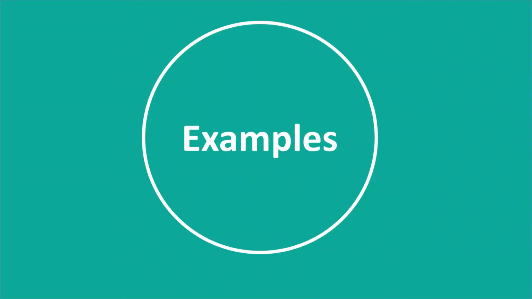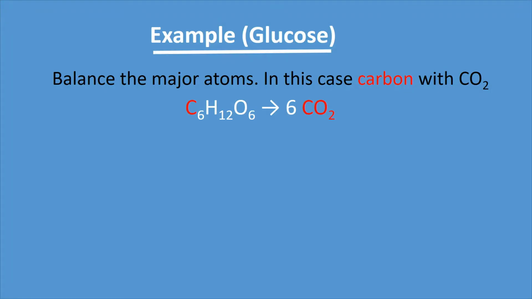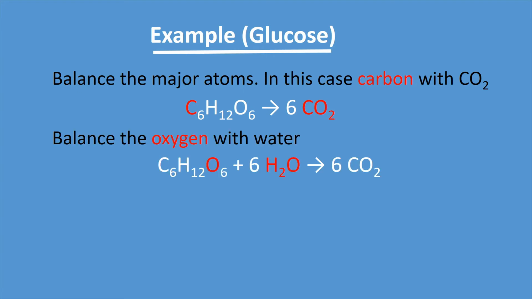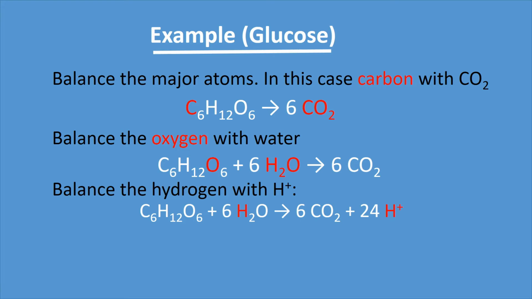Let's take an example. Consider the oxidation of glucose. Step 1. Balance the major atoms. In this case we will use CO2 as the end product for carbon. 6 moles of carbon dioxide will balance 6 atoms of carbon in glucose. Step 2. Balance the oxygen with water. 6 moles of water will balance 6 atoms of oxygen in glucose. Step 3. Balance the hydrogen with protons. 24 protons will balance 12 atoms of hydrogen in glucose and 12 atoms of hydrogen in water.